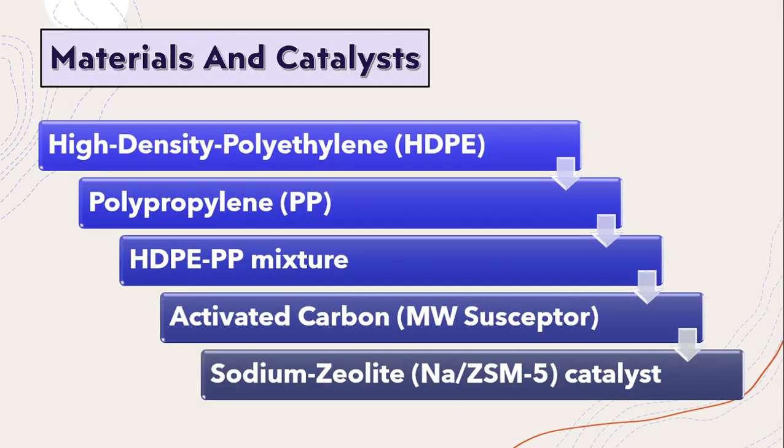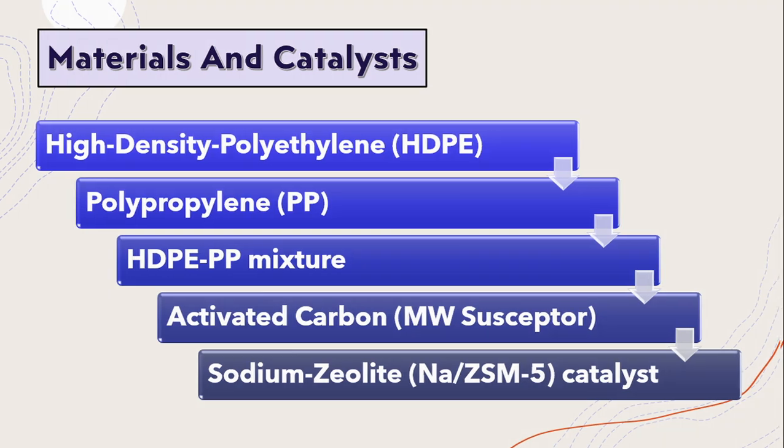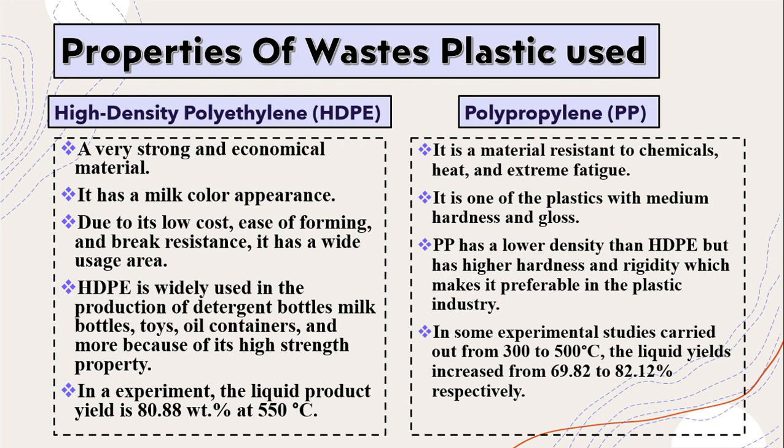The materials and catalysts that we use in our research work are high density polyethylene, polypropylene, a high density polyethylene and polypropylene mixture, activated carbon as a microwave susceptor, and sodium zeolite catalyst. The properties of the waste plastic that we use, starting with high density polyethylene.